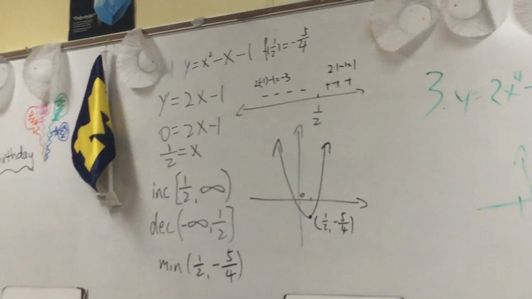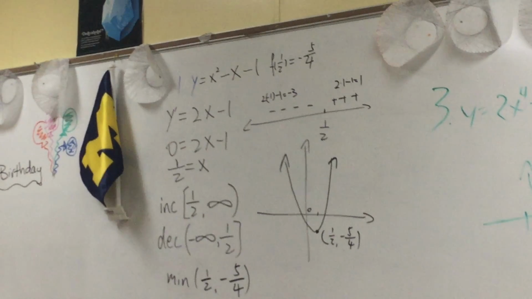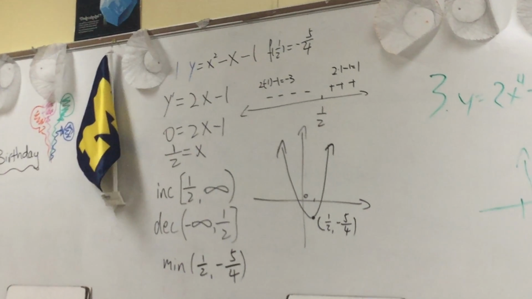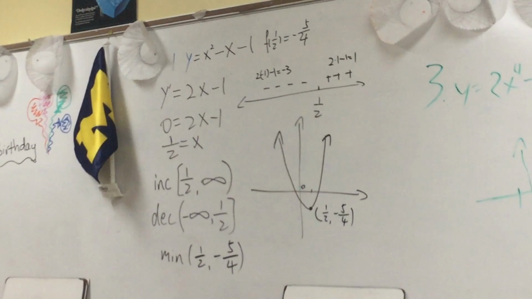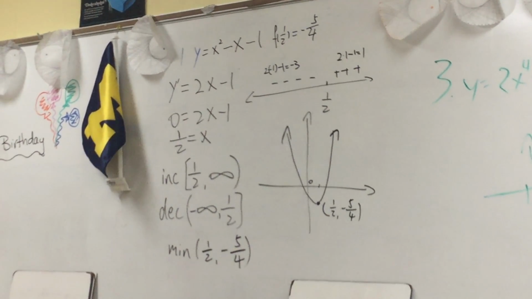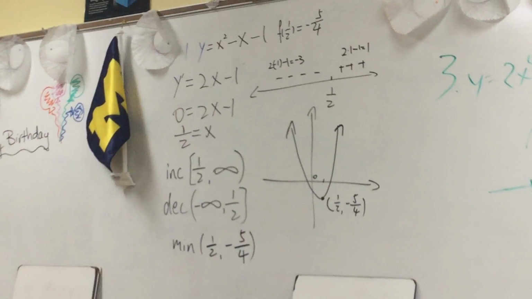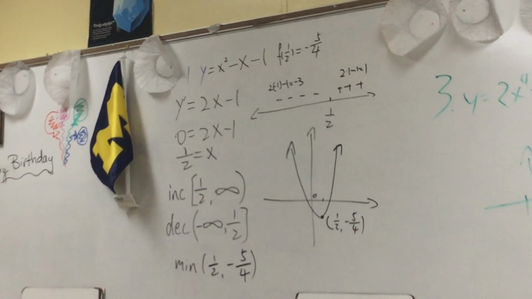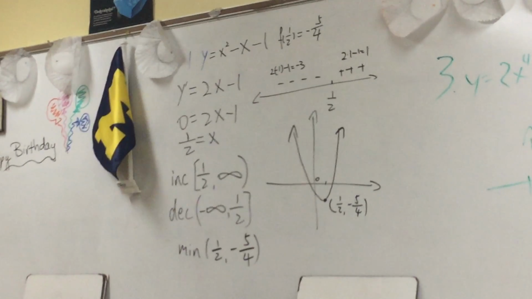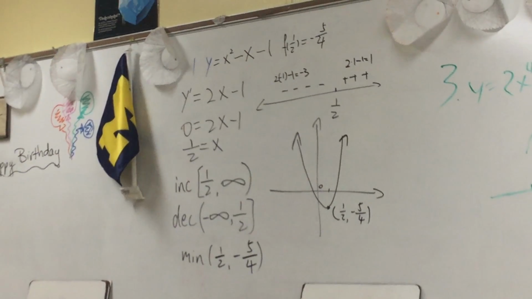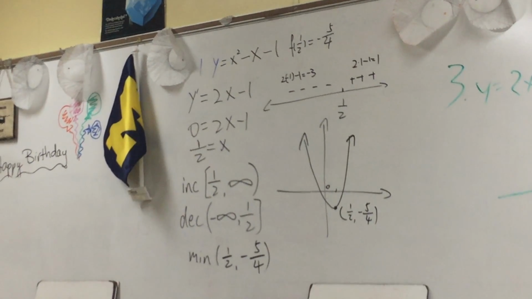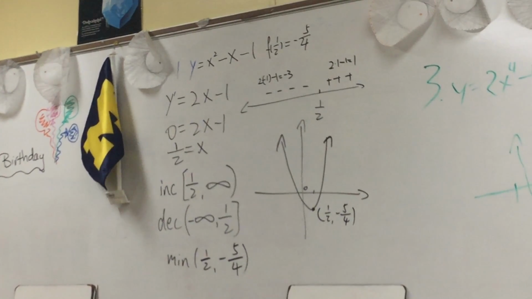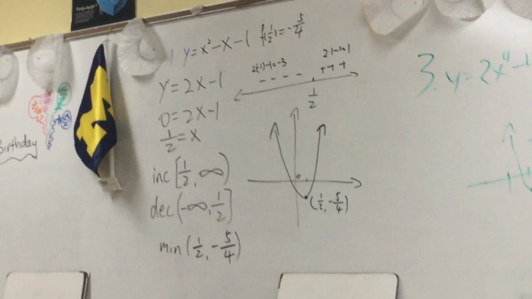Just by plugging in 1/2 to the original equation. Excellent. Tell me about the brackets on his increasing and decreasing interval, Spencer. So it has to include the 1/2 because in that interval from 1/2 to infinity it is increasing, and it also includes the 1/2 when it's decreasing too. It's the same thing. Excellent. So we have the overlap there.